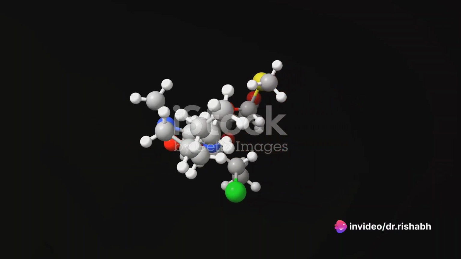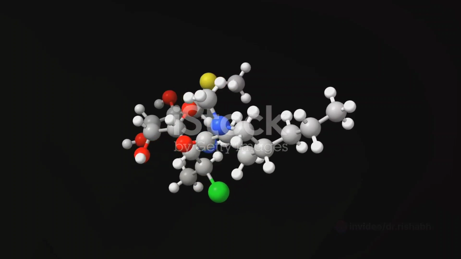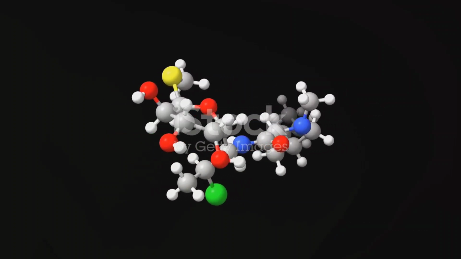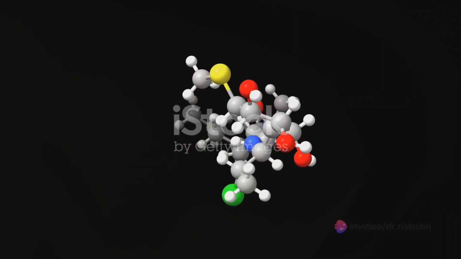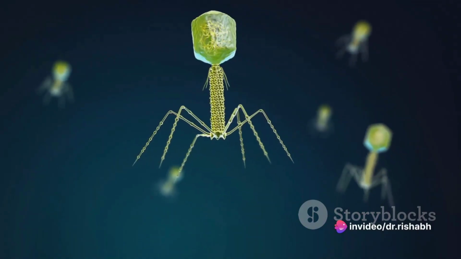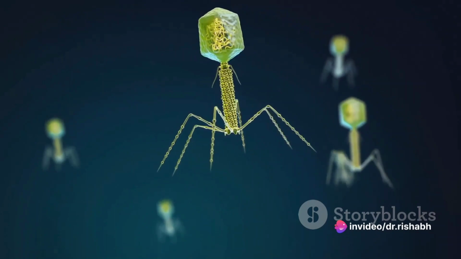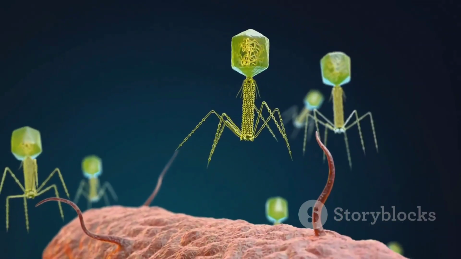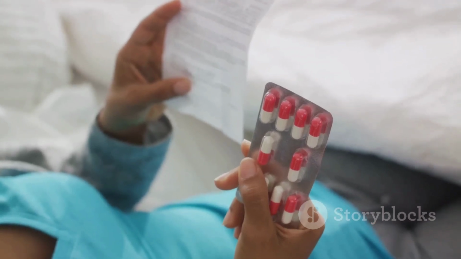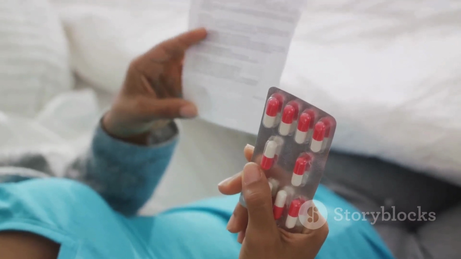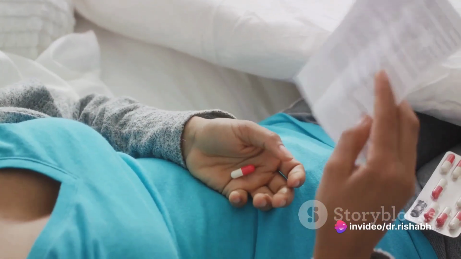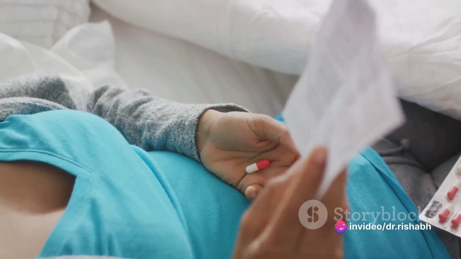Fluoroquinolones, like ciprofloxacin and levofloxacin, inhibit bacterial DNA gyrase and topoisomerase IV, enzymes crucial for DNA replication, transcription, and repair. Sulfonamides and trimethoprim disrupt the synthesis of tetrahydrofolic acid, essential for nucleotide synthesis. Glycopeptides, like vancomycin, inhibit bacterial cell wall synthesis by binding to the D-alanine portion of cell wall precursors.